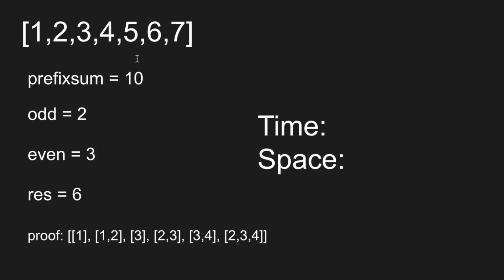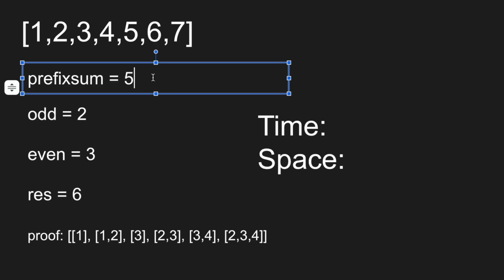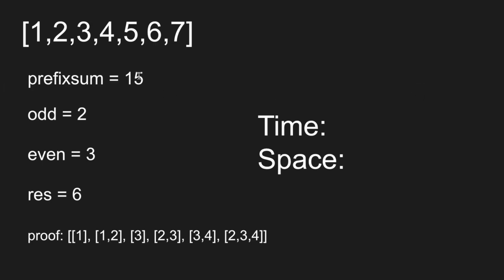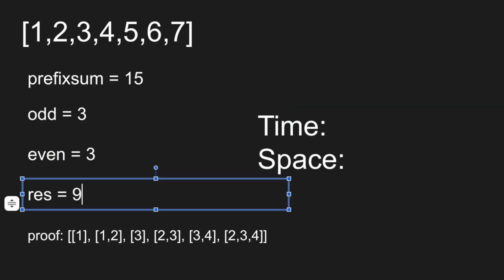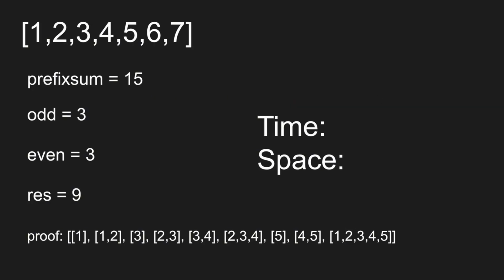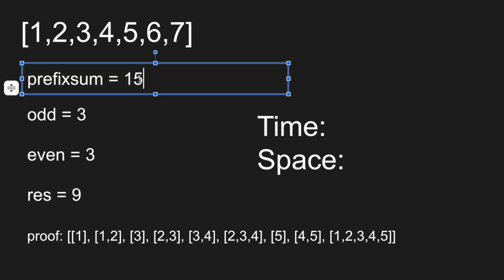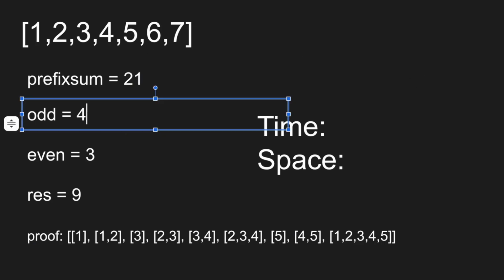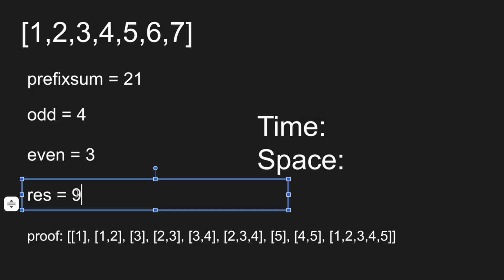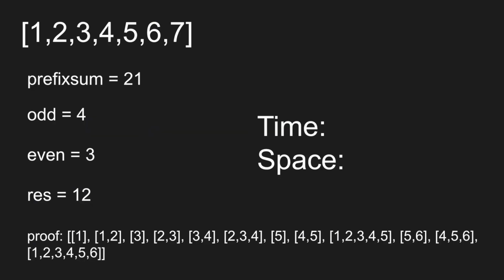Now we come to the number 5. We add 5 to the prefix sum. So now the prefix sum is 15. It is odd, so we increment odd by 1, but we add even to the result. So odd, add even to result, so now it's 9. Now we come to the number 6. Number 6, we add to 15, the number is 21. It is odd, so we increment odd by 1, and we add the number of even to the result, which is 12. Finally, we come to 7.